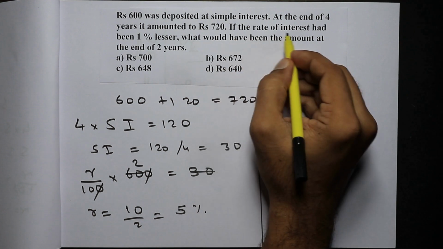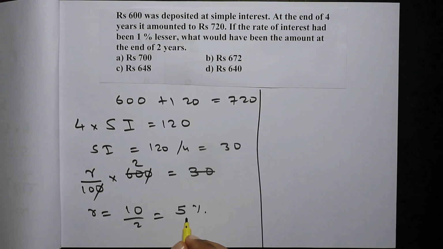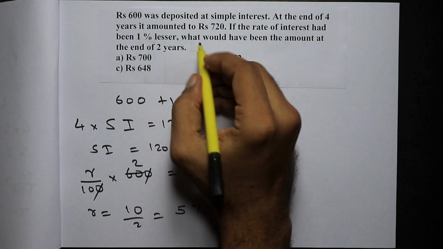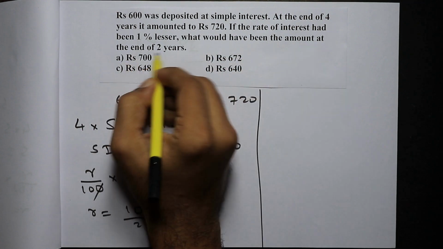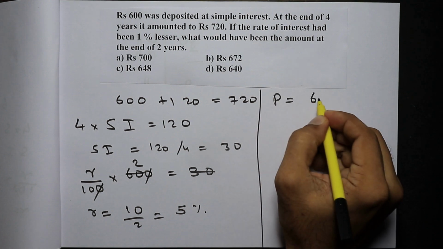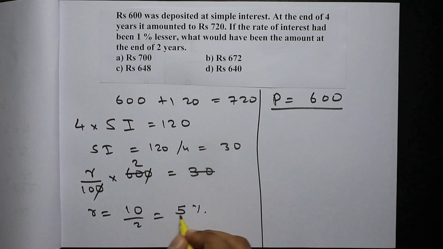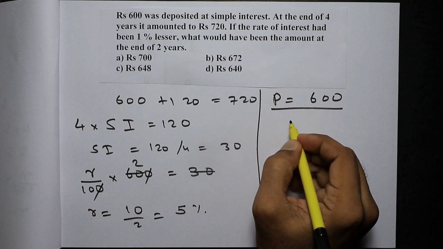Now the question is, if the rate of interest had been 1% less. 1% less than 5% is 4%. That is, if the rate of interest had been 4%, what would have been the amount at the end of 2 years? Now the principal that has been deposited is rupees 600. Now the rate of interest is 1% less than 5%, it is 4%. So every year you will get 4%.